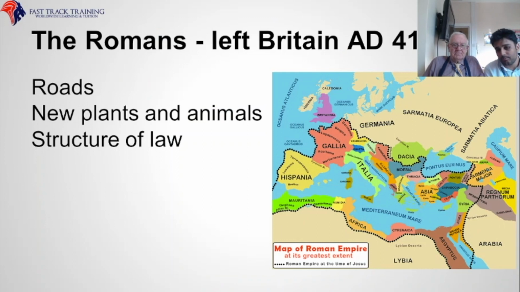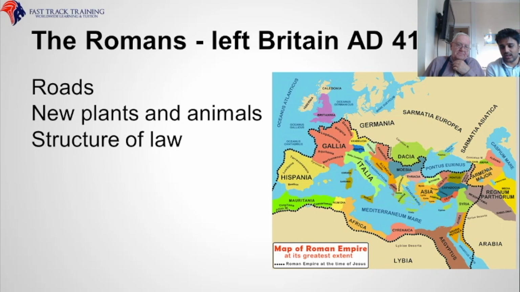Yes. So the Roman Empire was like the America of its day. They left Britain in AD 410. They came to Britain in 55 BC. Roughly about 43 AD, they conquered Britain, so they stayed there for roughly 400 years. They built new roads, the M1 and the A1. Those were built by the Romans.